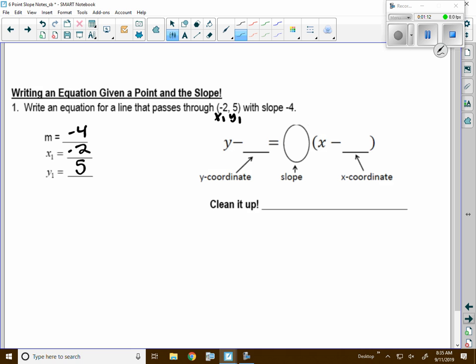So if you look at the very top, this should be our y1. What's our y1? 5. So we're going to plug in 5. Our slope should be -4, which is what they gave us. And then our x1 is -2. Don't get fooled. There's a negative in the formula, and it's a -2, so you have to put the negative with the 2 there. If we clean this up, we would have y minus 5 equals -4 times x. What should it be? Plus 2.